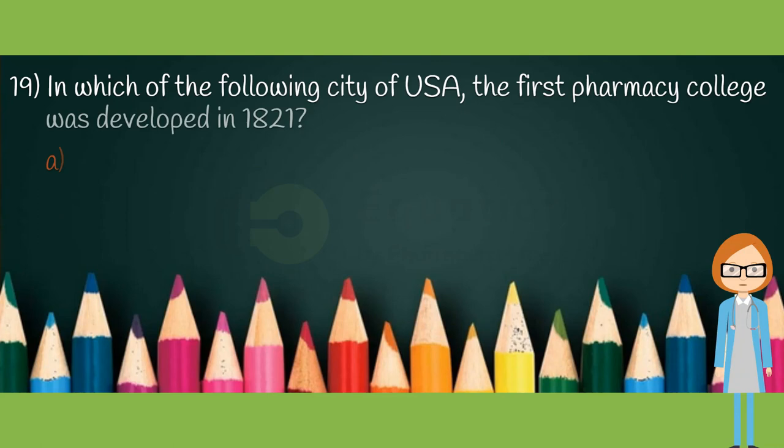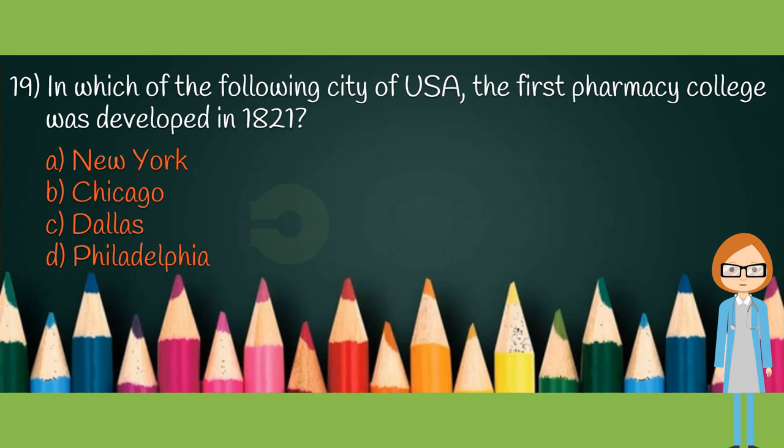Question 19. In which of the following cities of the USA was the first pharmacy college developed in 1821? Option A, New York. Option B, Chicago. Option C, Dallas. Option D, Philadelphia.